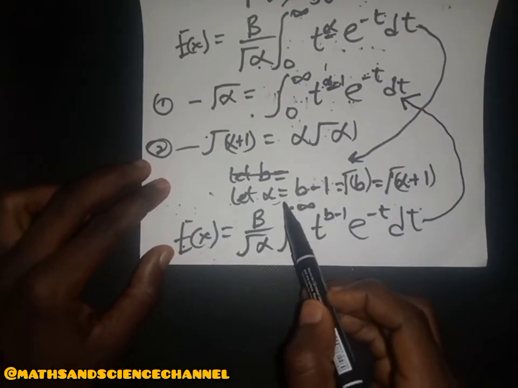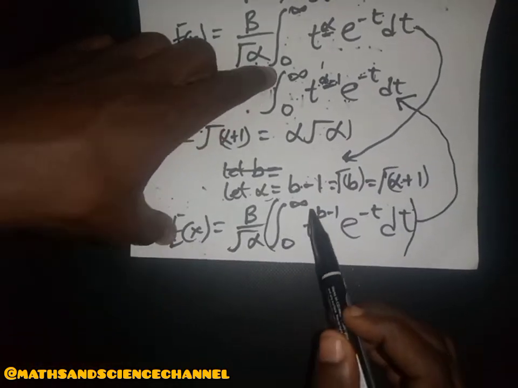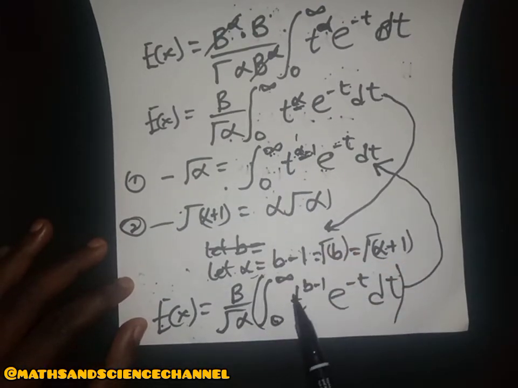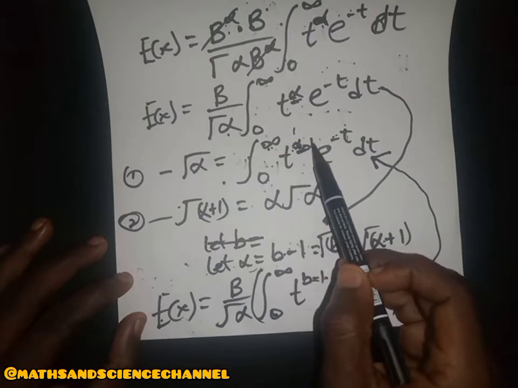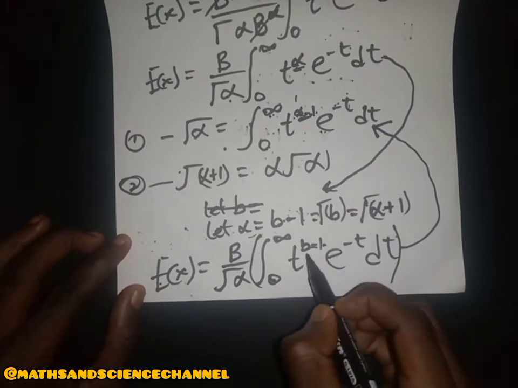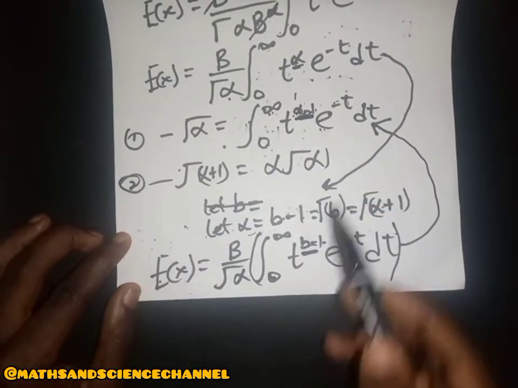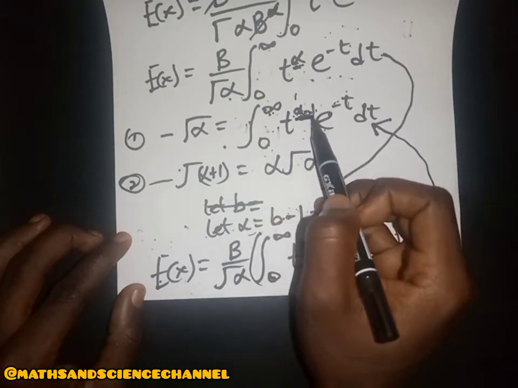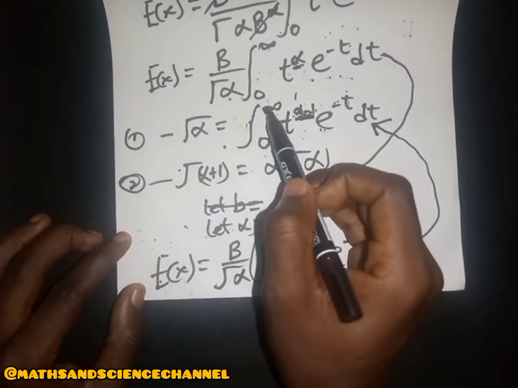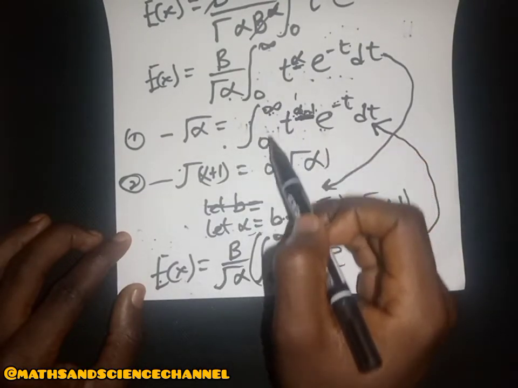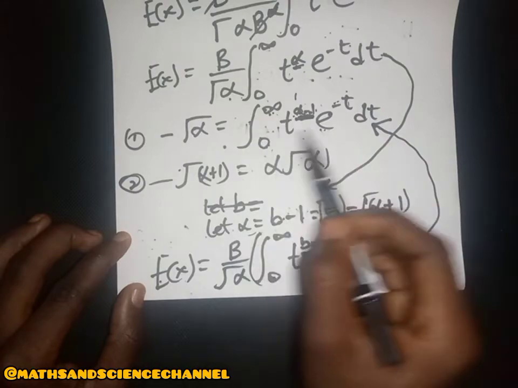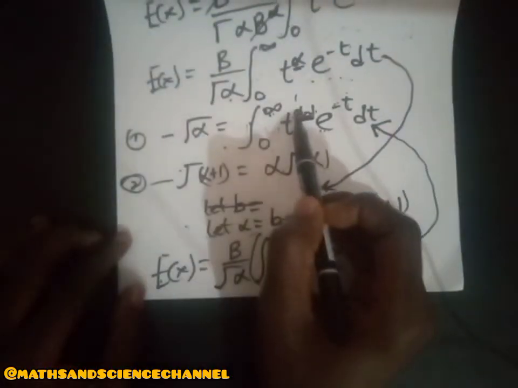Now comparing the integral function here, we have infinity and 0 as limits, t to the power b minus 1, t to the power alpha minus 1, e to the power minus t dt, and then the same thing here. But the only difference is with this and also that. Remember that if this place is alpha, then all of this integral from 0 to infinity of t to the power alpha minus 1, e to the power minus t dt is equal to the gamma of this alpha here.